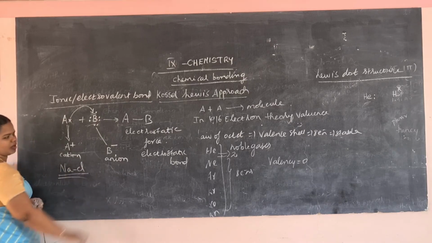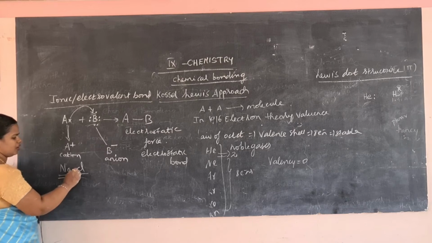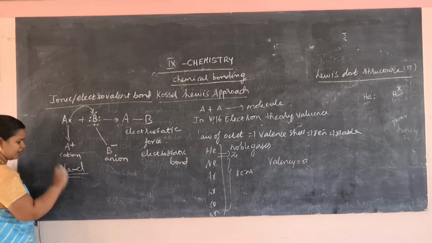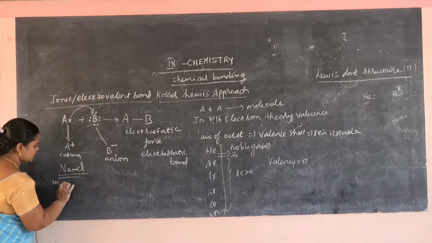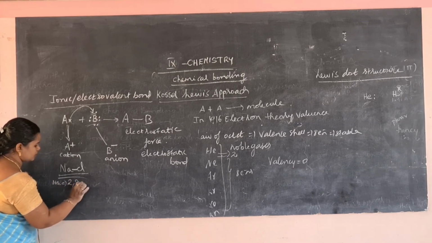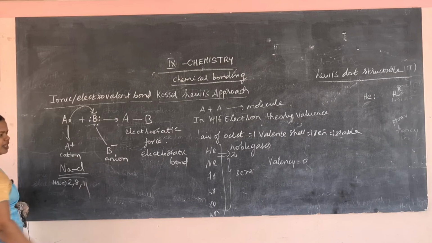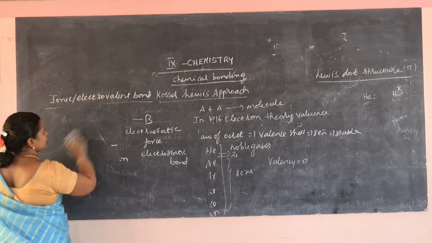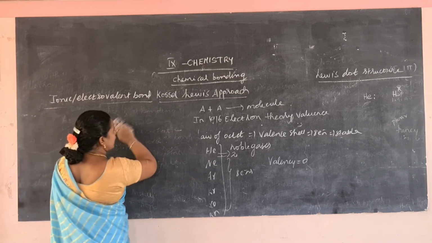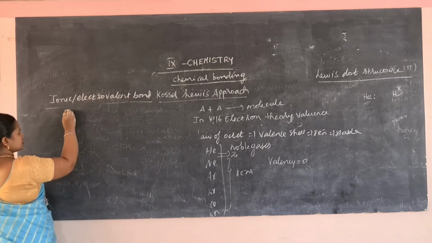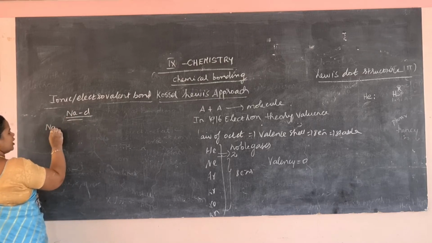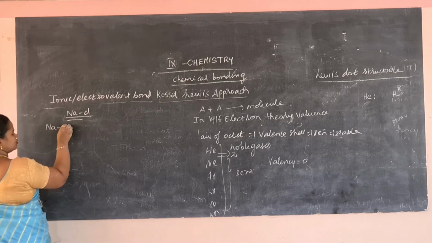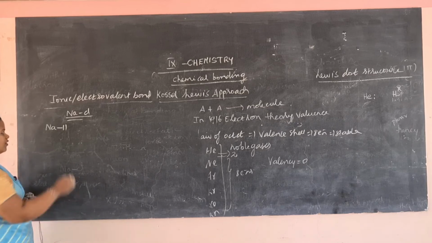How is sodium chloride formed? I am going to tell. This is an ionic bond, between sodium and chlorine. How it is formed, I will tell. Sodium electronic configuration is 2 8 1. What is the atomic number of sodium? 11. I am going to explain ionic bond using NaCl, formation of NaCl. Take it like this. What is the atomic number of sodium? 11. So how should we write the electronic configuration?